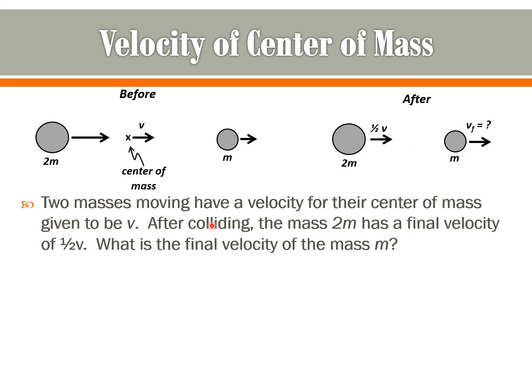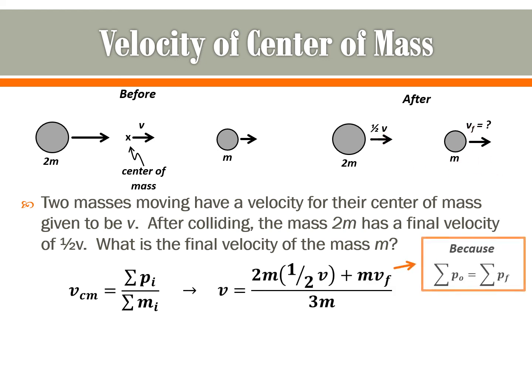So the two masses are moving in with a center of mass velocity given by v. After colliding, mass 2m has a final velocity of 1/2 v. What's the final velocity of the other mass? So we use our equation for the center of mass. The velocity of the center of mass is equal to the total momentum divided by the total mass. The velocity of the center of mass is given to be v, so we can plug that in. The total momentum after is going to be 2m times 1/2 v, and then the other mass times the final velocity, which we don't know.